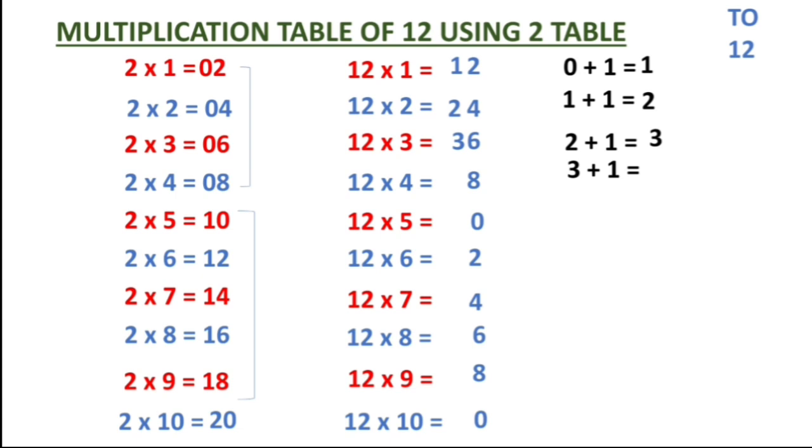3 plus 1 equals 4. I will write 4. So 48. 12 fours are 48. 4 plus 1 is 5. Now if we see, after 2 fours are 8, 2 fives are 10.